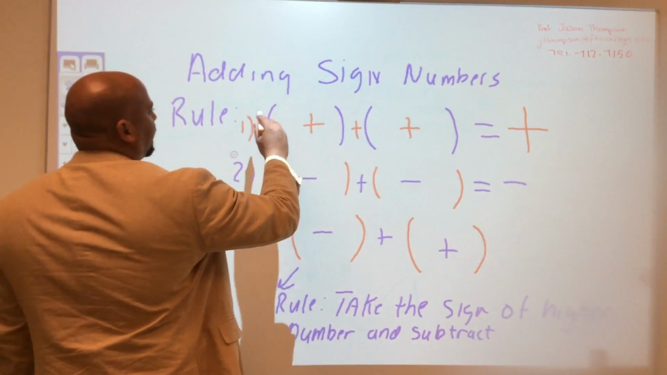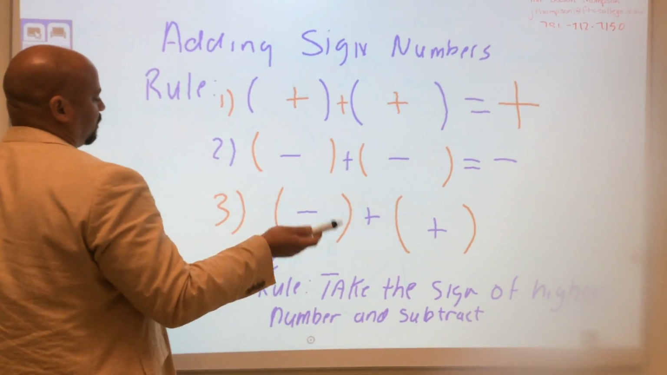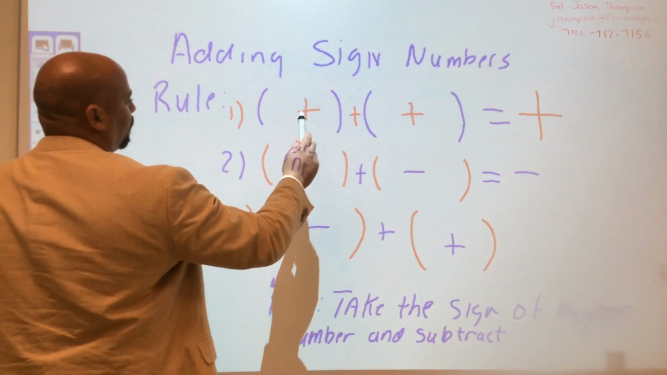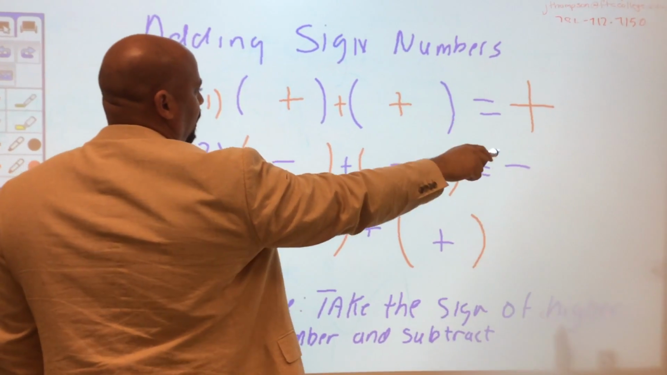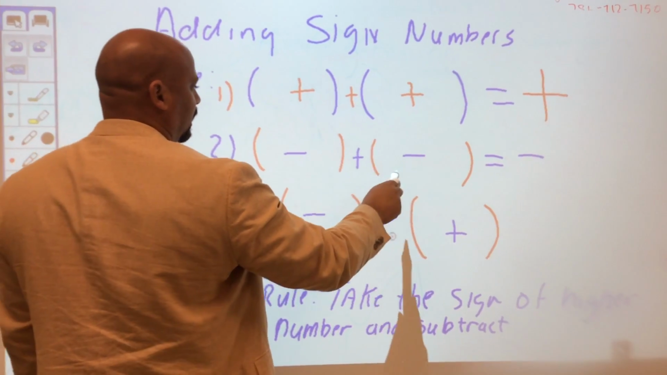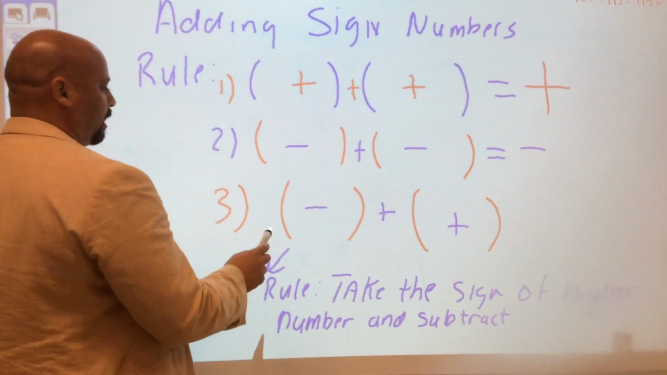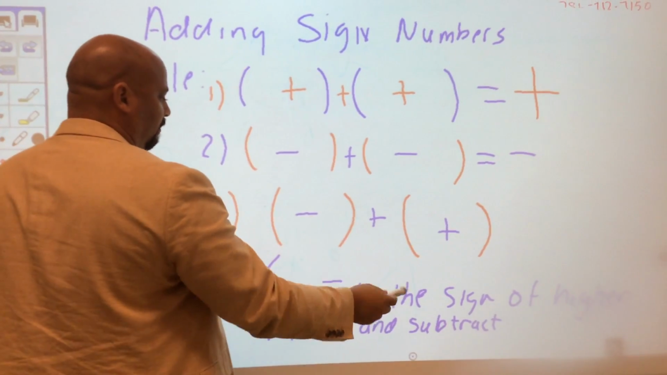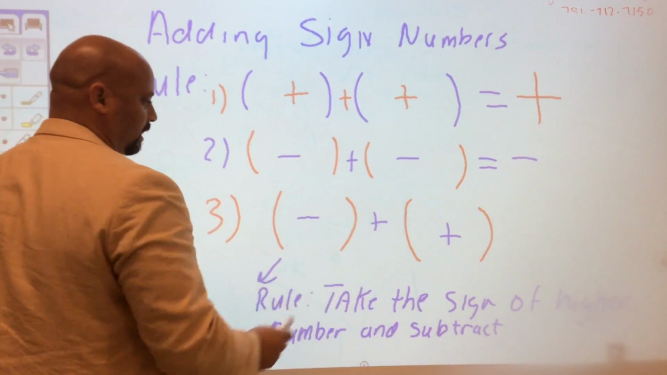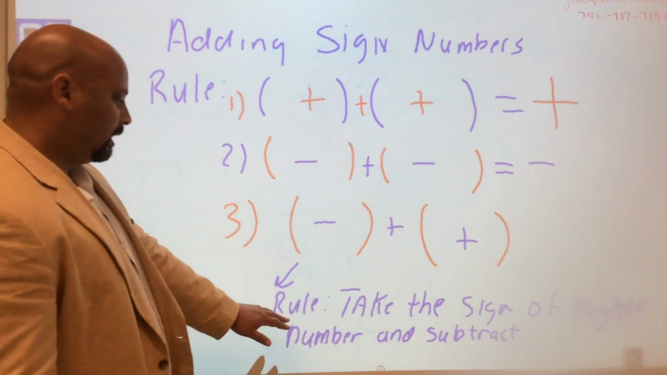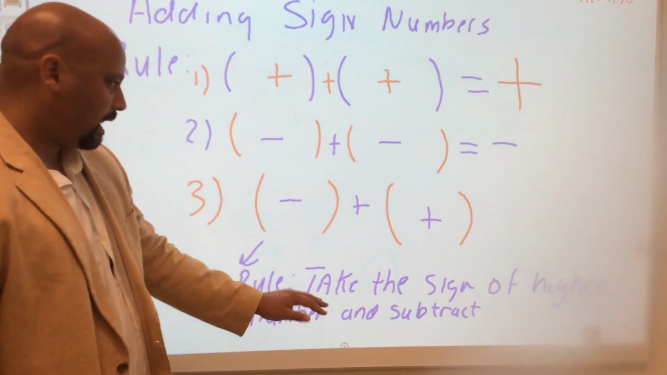So now we're going to talk about adding signed numbers, and these are some of the rules I have. Rule 1: a positive plus a positive is always going to be a positive, and a negative plus a negative is always going to be a negative. But when it's a negative plus a positive, or vice versa, a positive minus a negative, the rule is take the sign of the higher number and subtract.